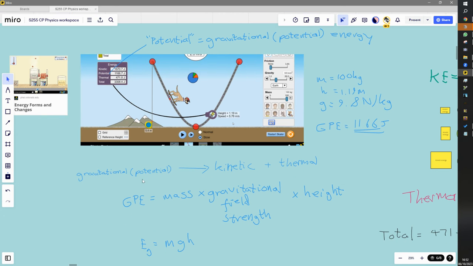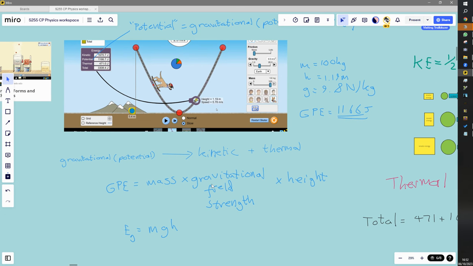Now, to calculate the gravitational potential energy, you just do mass times the strength of the gravitational field on Earth, otherwise known as gravitational field strength, times height. The symbol for mass is m, the symbol for the gravitational field strength is little g, and the symbol for the height is little h. So all these are lowercase letters. And I've made a note of what they are here from what we've got in this picture. Putting that through our calculator and rounding, we get 1,166 joules.